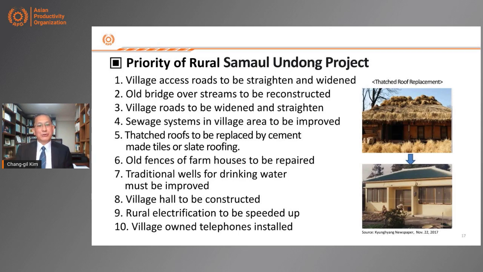And rural electrification. Looking back upon my school days, in my middle school or elementary school in the early 1970s, there was rural electrification. And then finally, village-owned telephones were installed. I think these are some of the priorities of the rural Saemaul Undong project in the Republic of Korea.